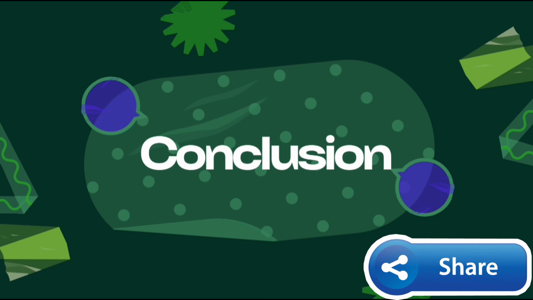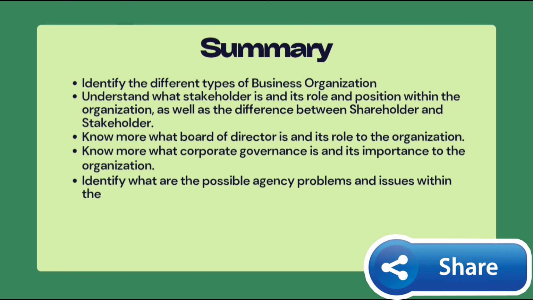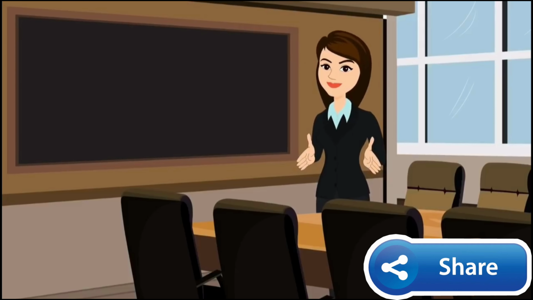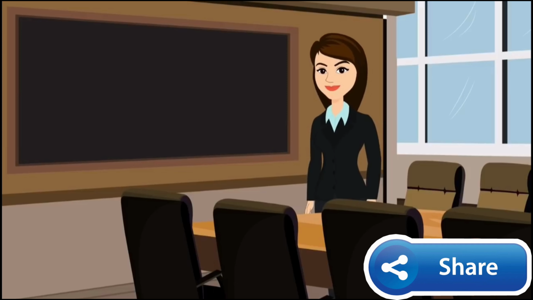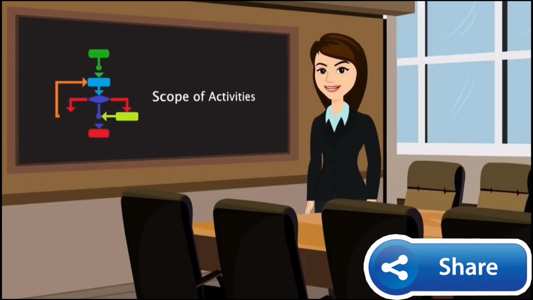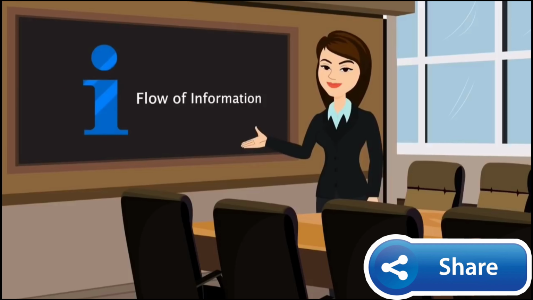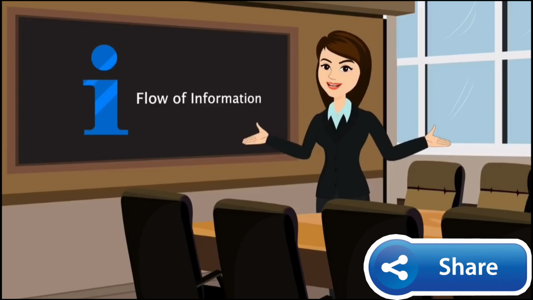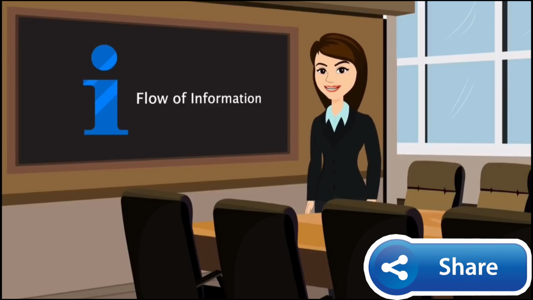To summarize it all, we identified the different types of business organization, which are the sole proprietorship, partnership, corporation, and limited liability corporation. We also identified what a stakeholder is and its role and position within the organization. The two types of shareholders are common shareholders and preferred shareholders. We were able to tackle the difference between shareholders and stakeholders. On top of that, we defined what a board of directors is and its role in the organization, as well as its connection to corporate governance and the importance of improving corporate oversight and governance.